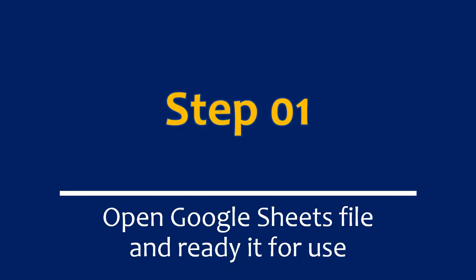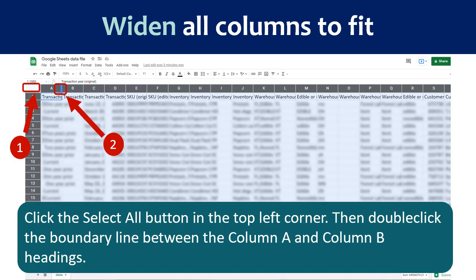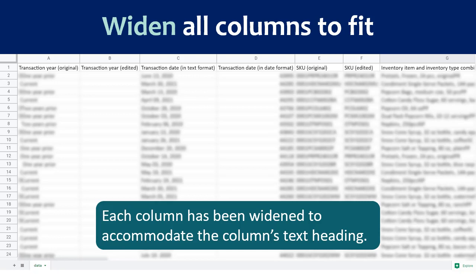In this step, we will be opening the Google Sheets file and widening the columns in it to fit the data. We are getting the file ready for use. Open the Google Sheets data file as provided by your instructor. Next, we will widen all columns to fit. Click the Select All button in the top left corner, then double-click the boundary line between the column A and column B headings. Each column has been widened to accommodate the column's text headings.